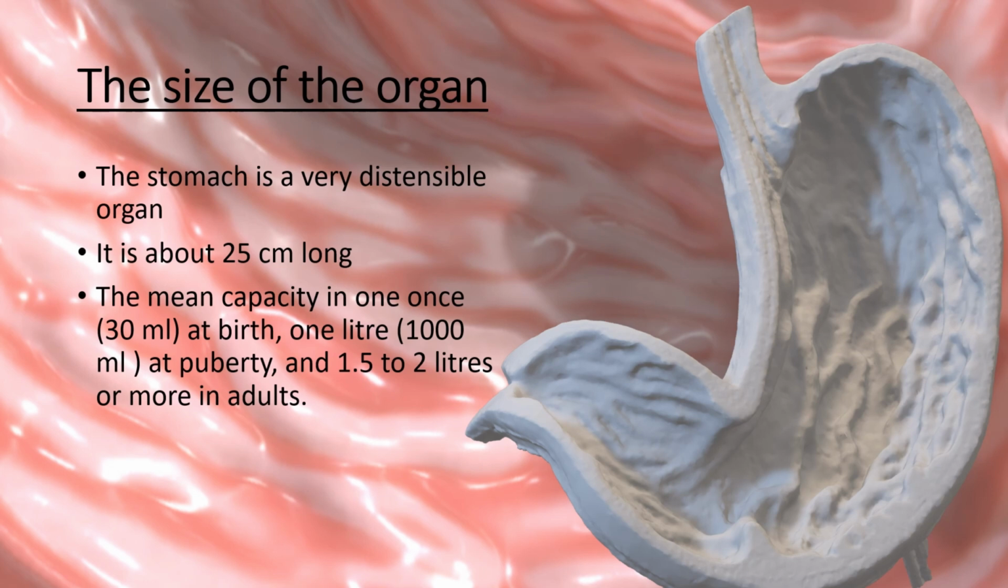On the size of the organ, it is a very distensible organ because of its glands. It is about 25 centimeters long, and the mean capacity of this organ is about 30 milliliters at birth, then 1 liter, or 1000 milliliters, at puberty, and in adults it is like 1.5 to 2 liters or more.